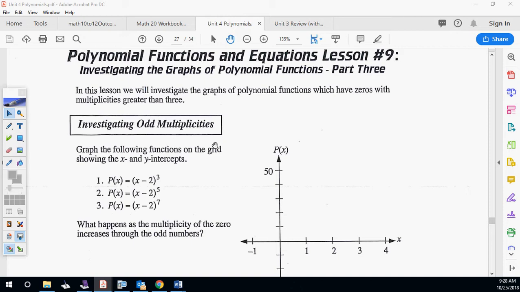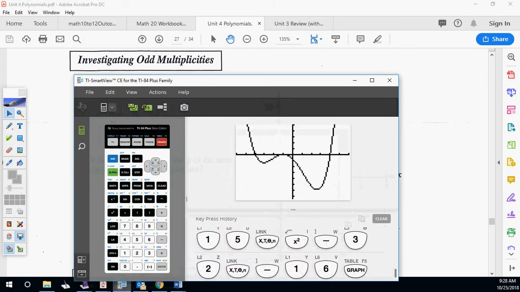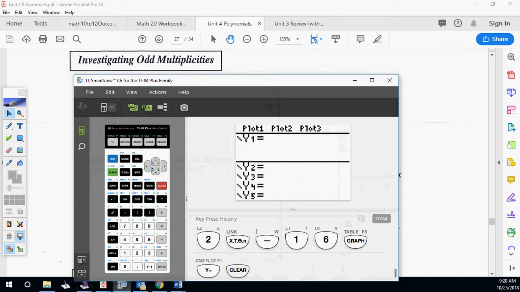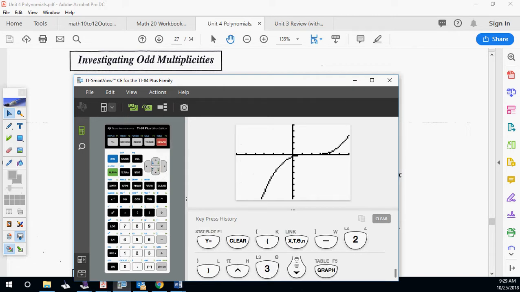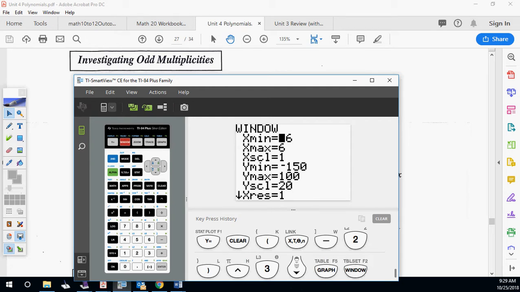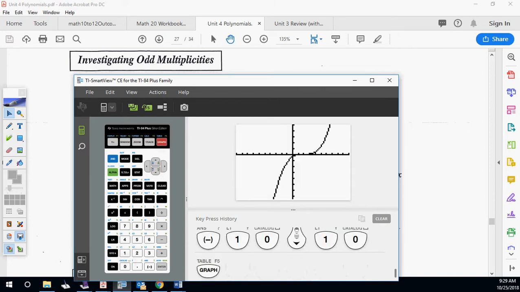So go ahead, why don't you get your calculators out real quick. Go ahead and put these in, y1, y2, y3, and look at how they change. Okay, I'll go ahead and do that with you here. So if we go y equals, we've got x minus 2 cubed. Okay, let's see what that looks like. Let's change my window a bit. I think I'm going to make it negative 10 to 10. Let's make it a little tighter. Yeah, that's a little better.